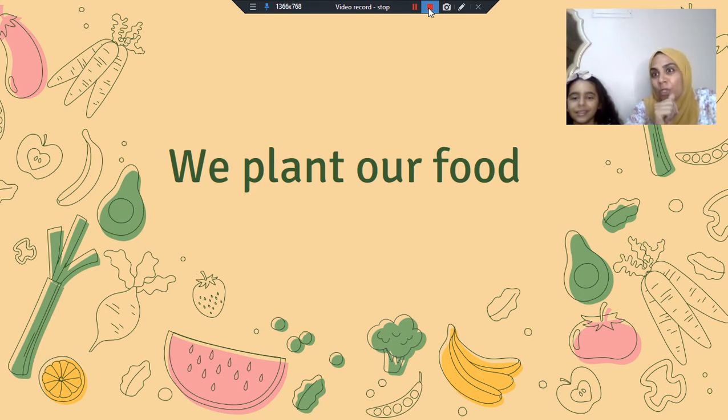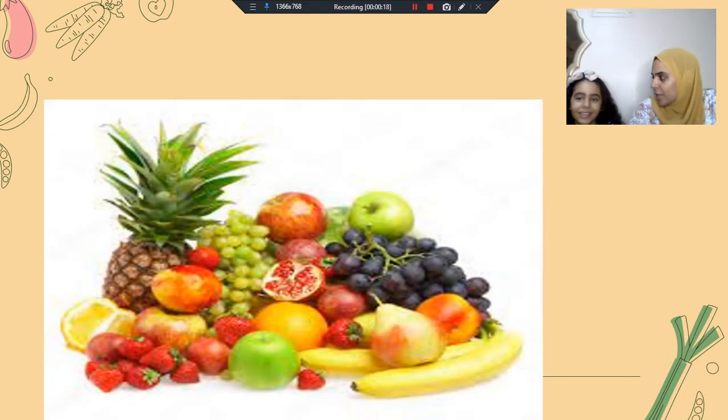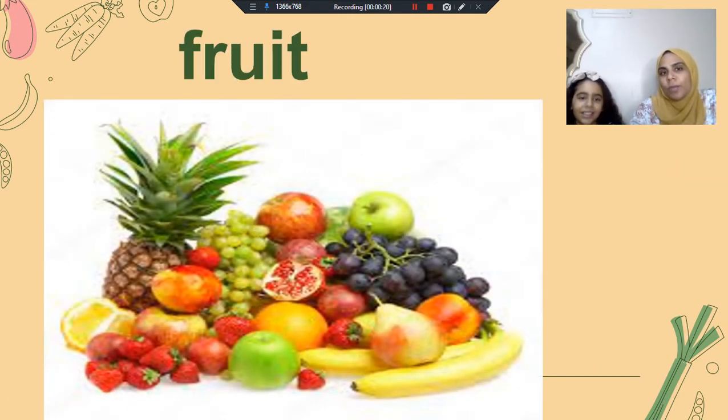We plant our food. Ready, Lamar? Yes. Right. Could you please tell me what kind of food that we can plant? Fruit and vegetables. Right. So, are we going to take vegetables here or fruit? Fruit. Right. Could you please tell me what kind of fruit that you can see? Pineapples, grapes, pomegranates, and apples and bananas. Right.